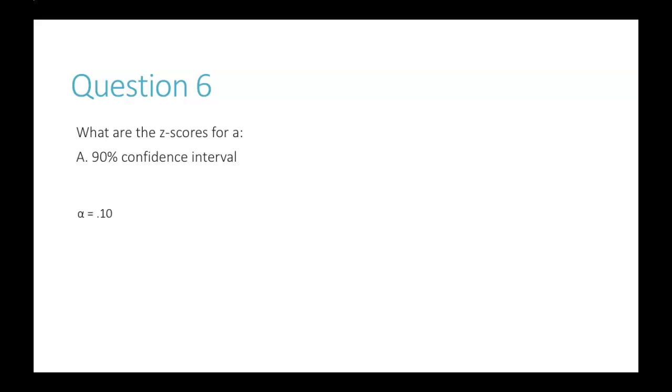So remember, the first step is to find our alpha. So we find our alpha by taking 1 minus our confidence level. So 1 minus 0.90 gives you that 0.10, right? But the z-score that we're going to need is the z-score for alpha divided by 2. So we divide our alpha in half, and we get an alpha divided by 2 of 0.05. So what is the z-score for 0.05?